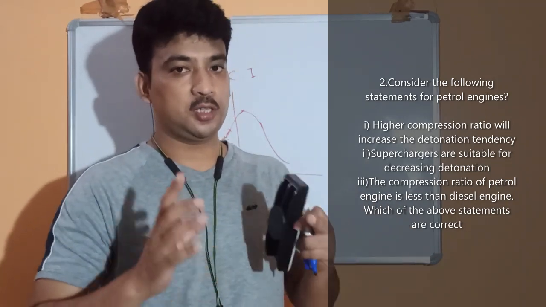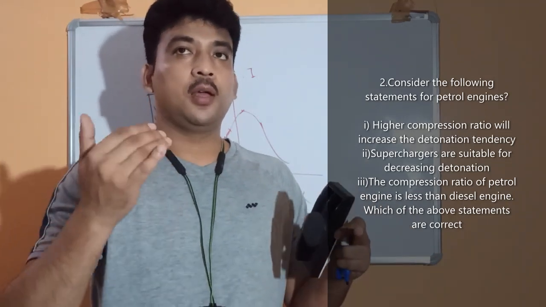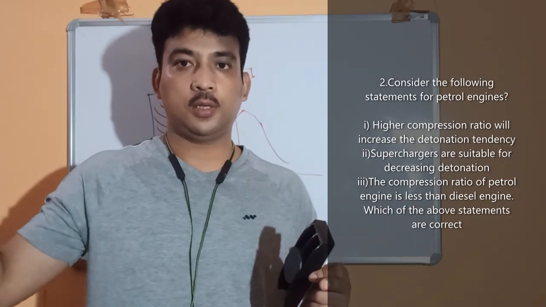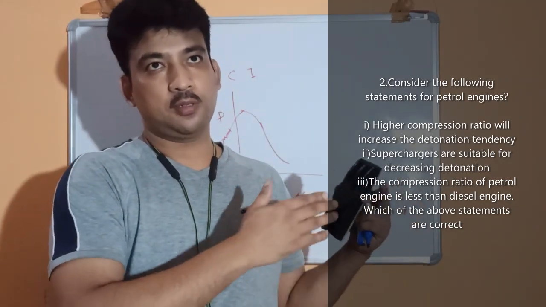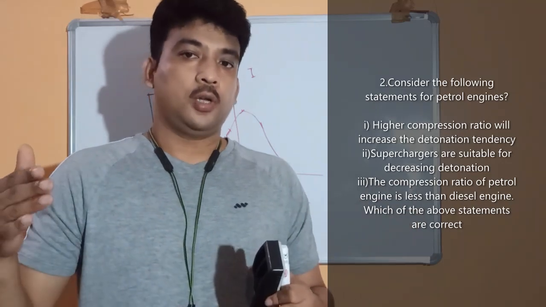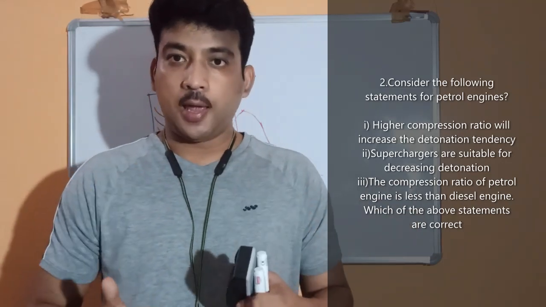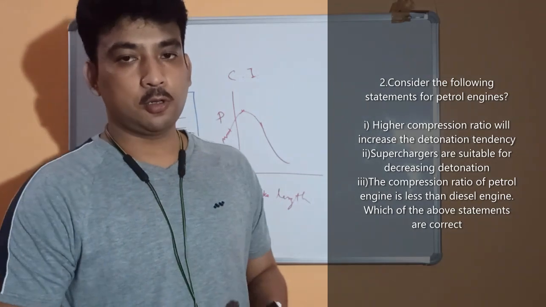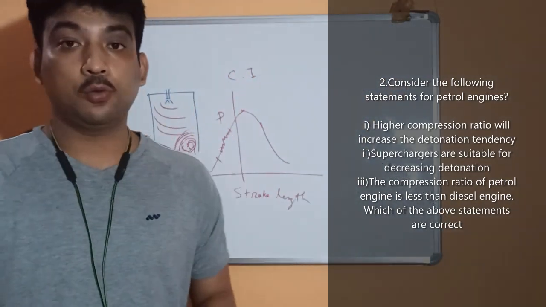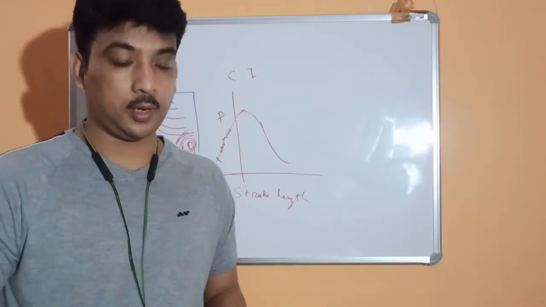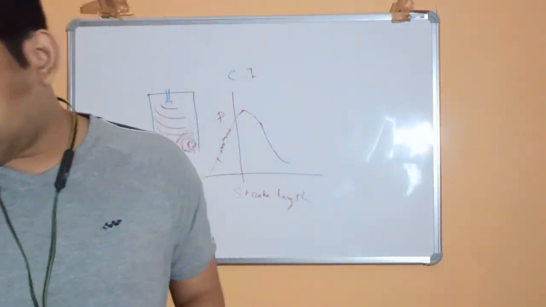The compression ratio in case of a diesel engine is always high, in the range of 16-20, whereas in case of petrol it is around 8-12. So in a diesel engine the compression ratio is high, and the third statement here is also correct. So here the correct statements are 1 and 3. The second point is not correct. Okay, moving on to the next question.